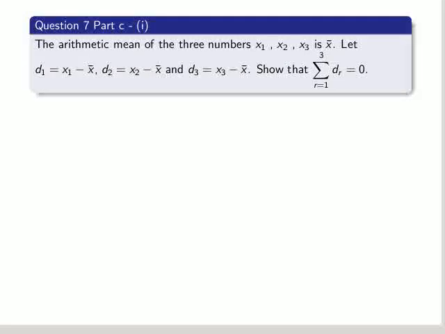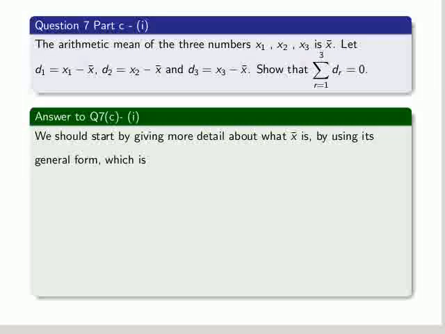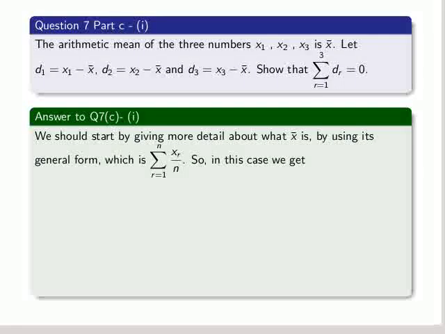We're given 3 x's, x1, x2, x3, and the average x bar. And we're also given an expression for the distance of each of the x's from the average of x. And we have to show that the sum over 3 of dr is equal to 0. We should start by giving more detail about what x bar actually is by using its general form, which is the sum of xr over n, summed over n, is the average of x, which is x bar. So in this case, there are only 3 x's, n is 3, so we get x1 plus x2 plus x3 all over n.